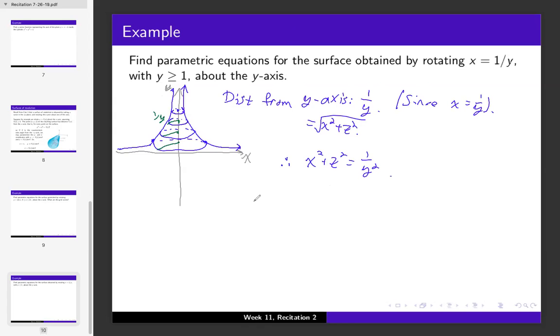And from here, it's pretty much the same exact principle. We can say in this case that x is 1 over y cosine theta, y equals y, y is just going to be the same thing as before, and z is going to be 1 over y sine theta, for y between 1 and infinity in this case, and theta between 0 and 2 pi. That will do the trick.